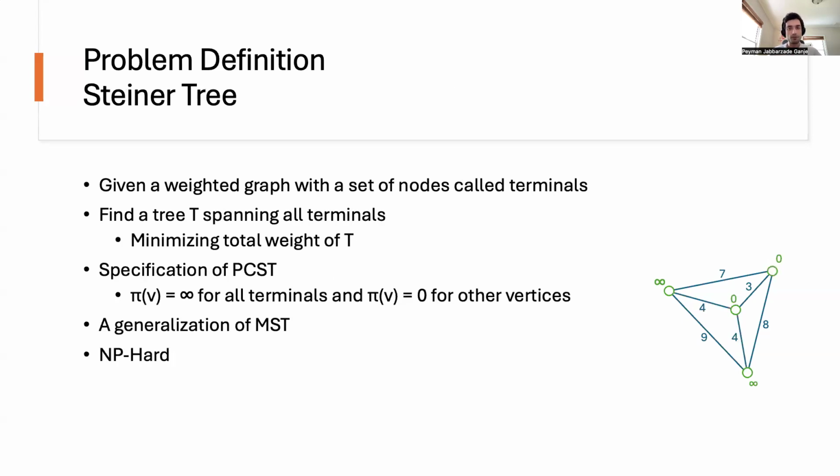There is also a special case of this problem, which is called the Steiner tree, and this one is also NP-hard. In this problem, we have a set of vertices, we call them terminals, and we need to connect only the terminals. We don't care about other vertices. So it's like in the prize-collecting version, we assign the penalty infinity to terminals, and we assign penalty 0 to other vertices. And this problem is also a generalization of the MST problem.